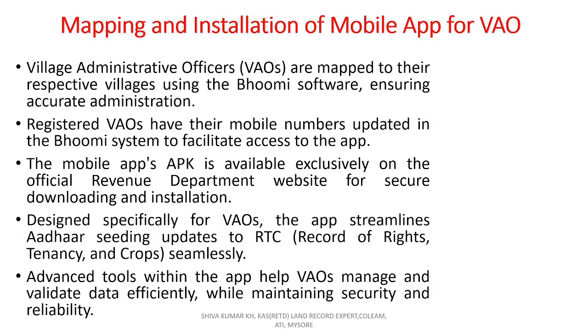Mapping and installation of the mobile app for the VAO. Village administrative officers are mapped to their respective villages using the Bhumi software, ensuring accurate administration. Registered VAOs have their mobile numbers updated in the Bhumi system to facilitate access to the application. That means the village accountant has his own circle and has 2 or 3 villages in his circle. First he has to register his name in the Bhumi software, that he is the VA for this circle and these are all the villages coming under him.